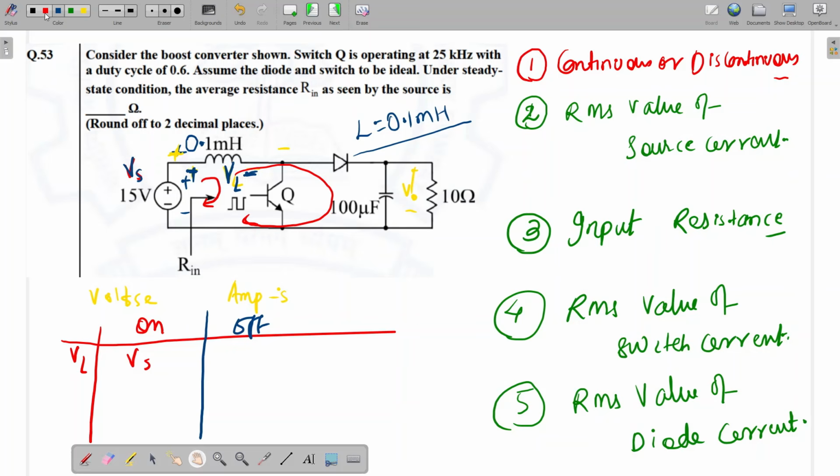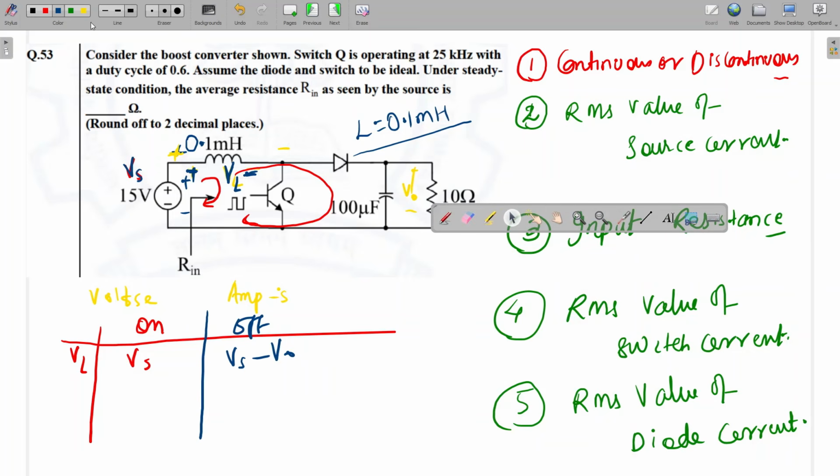In the second case, when this switch is off, what will be the inductor voltage? This will be source minus output. This diode will conduct. So across the inductor, the voltage will be Vs minus V naught.